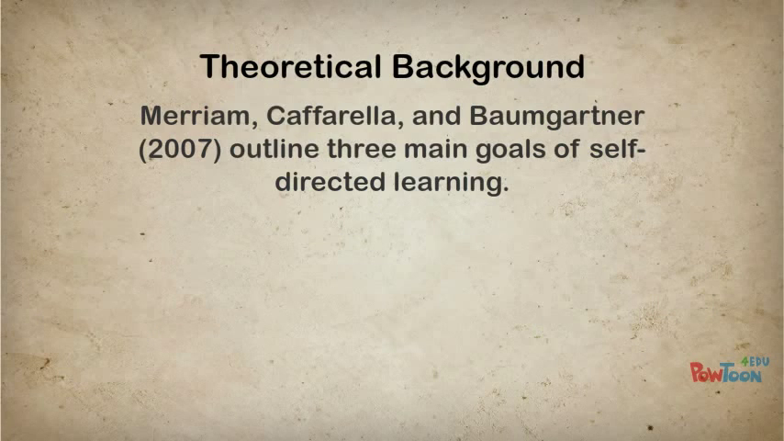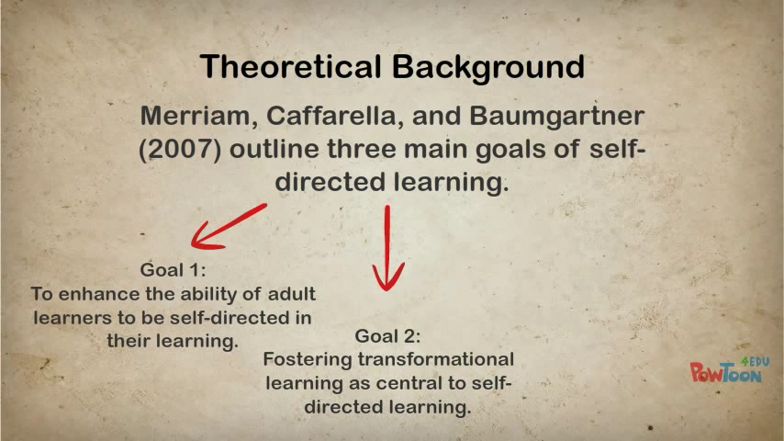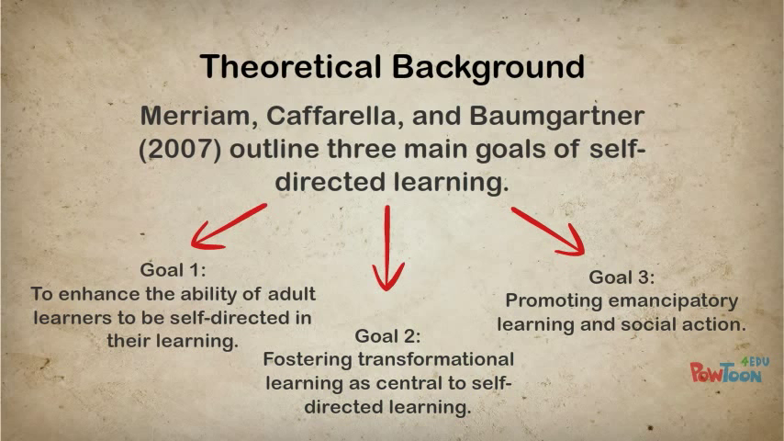Merriam, Caffarella, and Baumgartner, 2007, outlined three main goals of self-directed learning. 1. To enhance the ability of adult learners to be self-directed in their learning. 2. To foster transformational learning as central to self-directed learning. And 3. To promote emancipatory learning and social action as an integral part of self-directed learning.